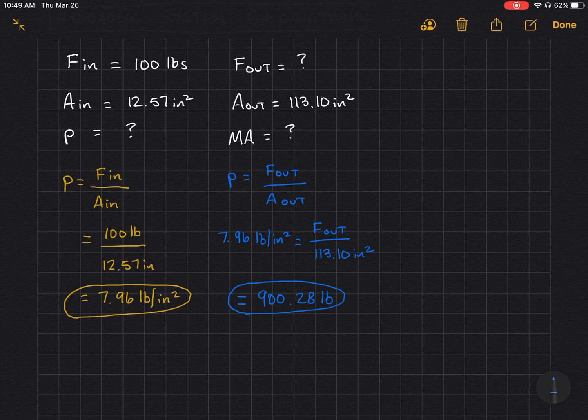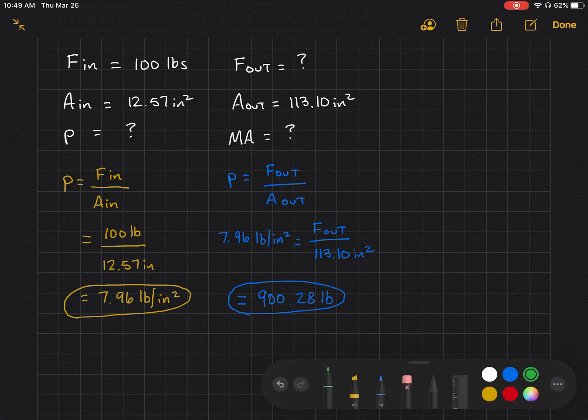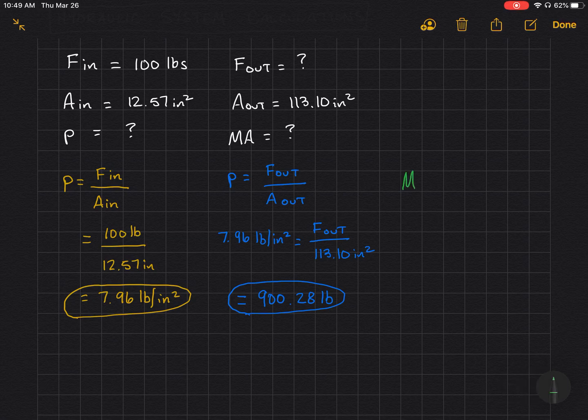And now, since we know the output force, we can calculate the mechanical advantage of the system. Just like any other actual mechanical advantage calculation, mechanical advantage in this case is going to be equal to the force out divided by the force in. We just calculated that output force. It is 900.28 pounds. The input force on our system was given, that's 100 pounds. And so we get a mechanical advantage of about 9.